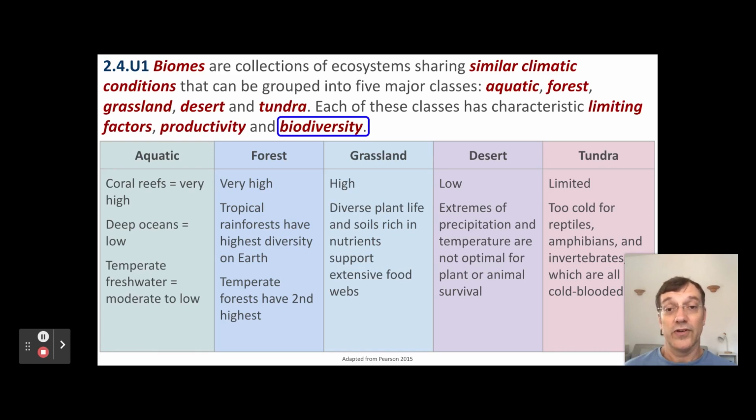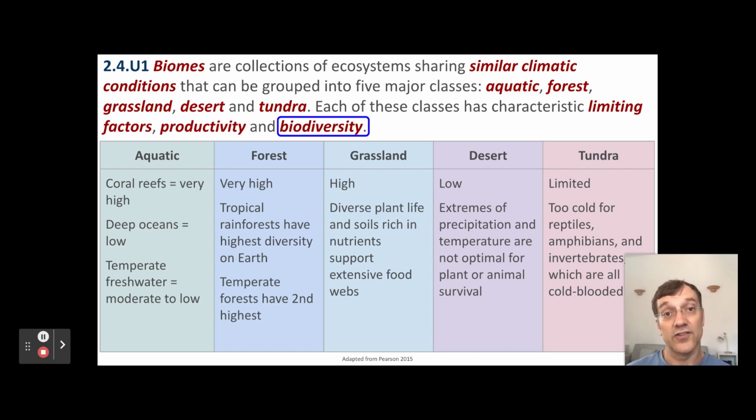Forests across the world tend to have very high biodiversity. Tropical rainforests have the highest biodiversity per square meter of any biome on the planet. You should remember that fact. Temperate forests, those deciduous forests found in the mid-latitudes, have the second highest biodiversity on the planet.